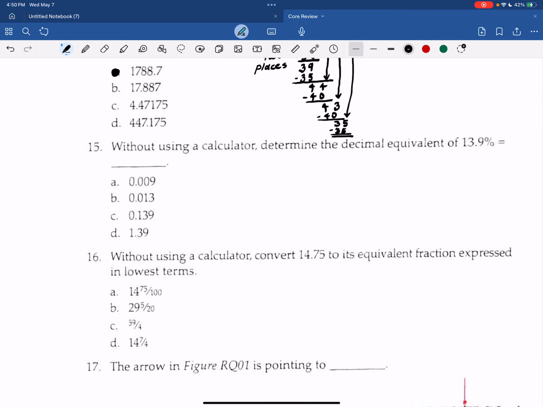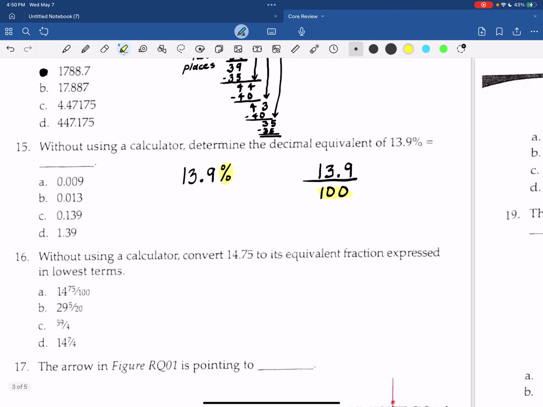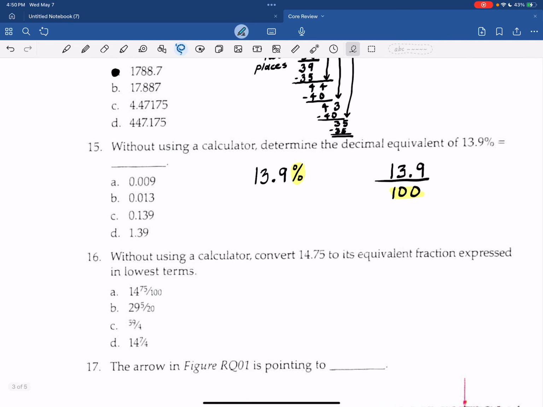Number 15, without using a calculator, determine the decimal equivalent of 13.9%. Now, what that literally means is this. This percent sign is this 100. So you could, in theory, if you wanted to, this is not the way I'm telling you to do it, but you could, if you forgot how to do it, you could do it like this.